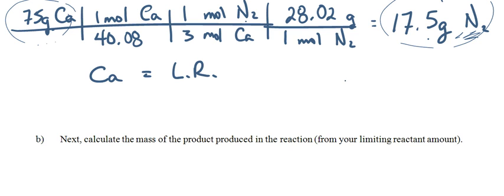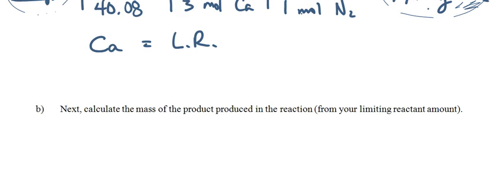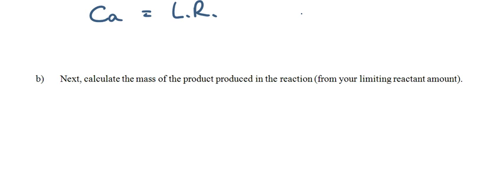Okay, so now that we know who the limiting reactant is, we can ignore the 25 grams of nitrogen. Do not try to do anything with that 25 grams of nitrogen in this next step. Do not. So we have our 75 grams of calcium. That's how much we're going to start with.